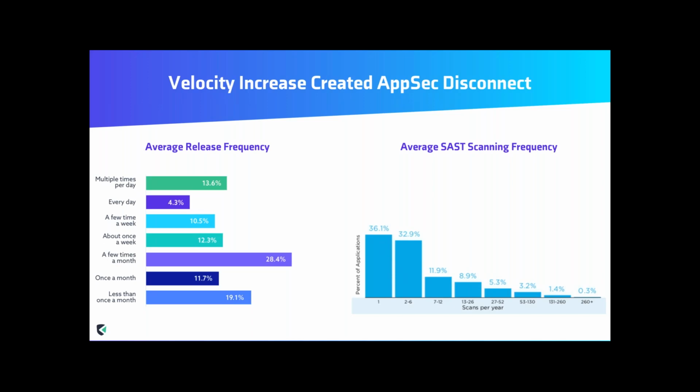At the same time, on the right-hand side is the frequency at which you're scanning the changes you make in the application, right? If you see the number of applications that are scanned per year, a lot of applications are scanned once a year or a few times a year. And when we ask customers and organizations we speak to, why is that?